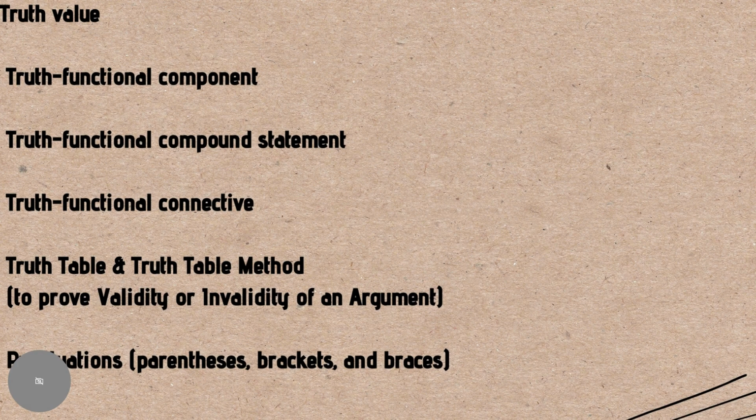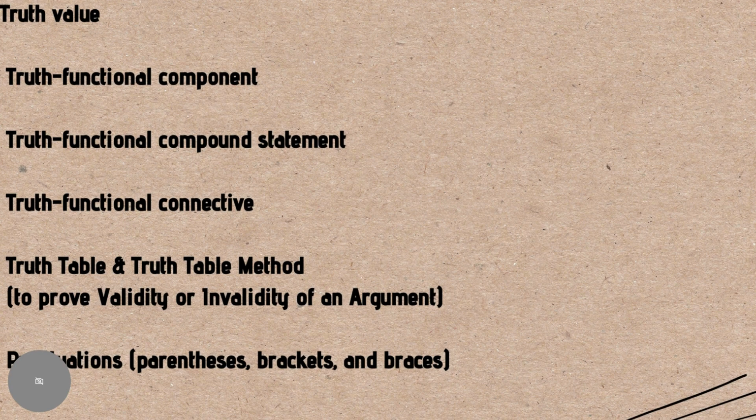Now let's see truth functional connective. What is it? Any logical connective, for example conjunction, disjunction, in between the components of a truth functional compound statement is called a truth functional connective. The connective between these components.